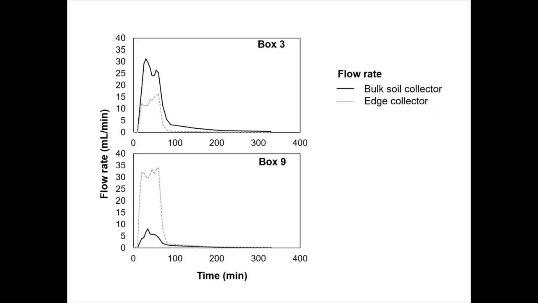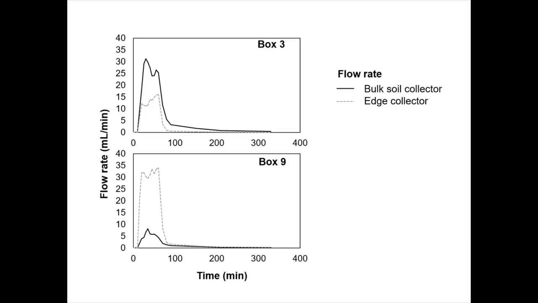So I'm only going to show the results today from 2 of the boxes, and that's because these kind of represent all the boxes generally, and they are very contrasting. So here on the boxes, we have flow rate on the y-axis and time of the experiment on the x-axis. And you'll see there's two different color lines.